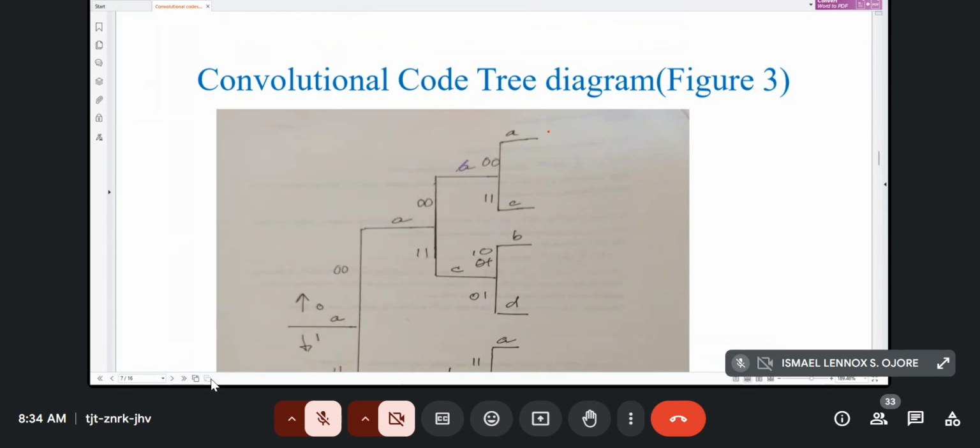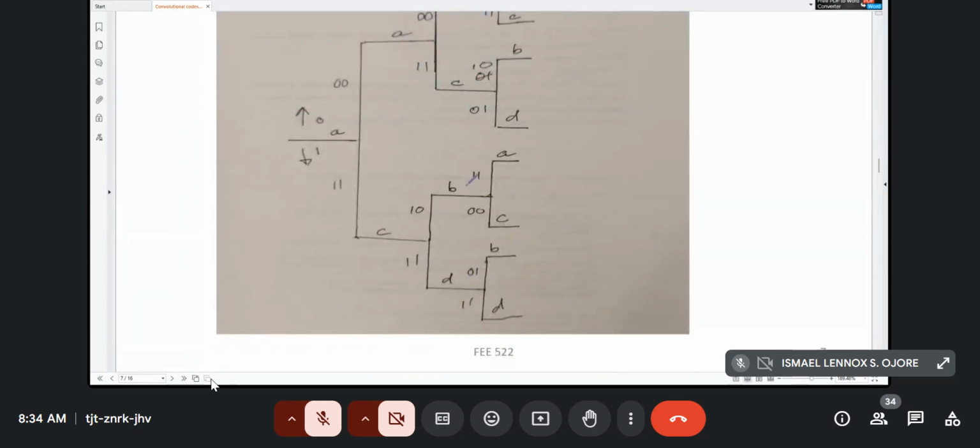This is the possibility of state A with a 0, state A with a 1. This is state B with a 0, state B with a 1. This is state C with a 0 and state C with a 1. And this is state D with a 0 and state D with a 1. So at this point, we have all the possibilities. So we don't need to keep on drawing the tree further.